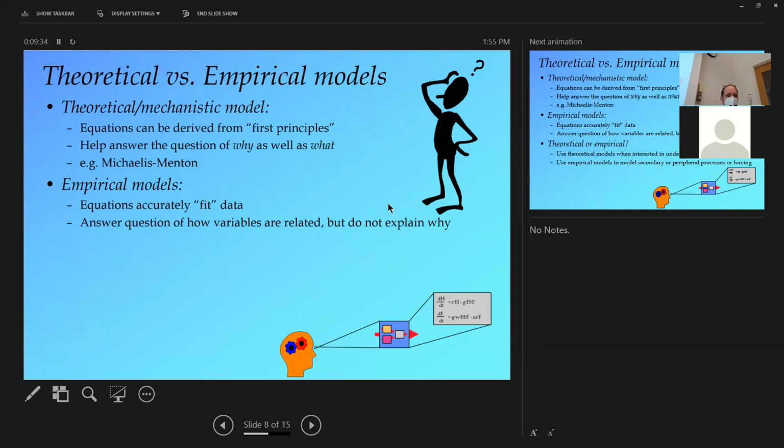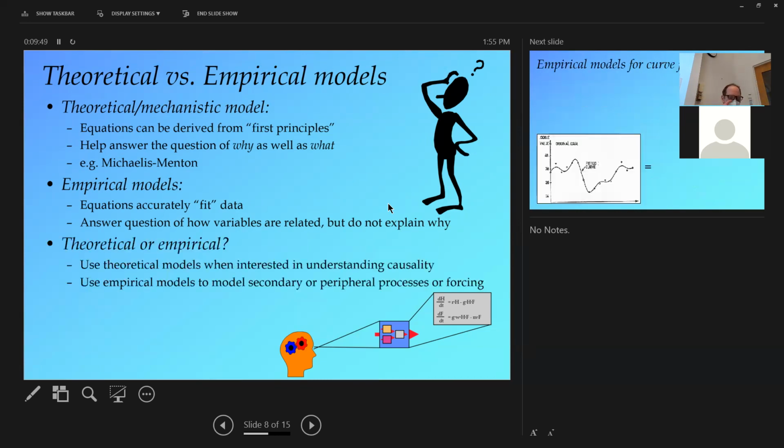So in this case, we're trying to answer the question of how one variable relates to another, but we don't really care if that equation meshes with some understanding of why it's a good relationship. And so whether we're looking for a theoretical or an empirical equation really depends on our end uses. If we're interested in theory, if we're trying to understand and use our understanding to describe the relationship between things, generally we want to be working with a theoretical basis for our equations.